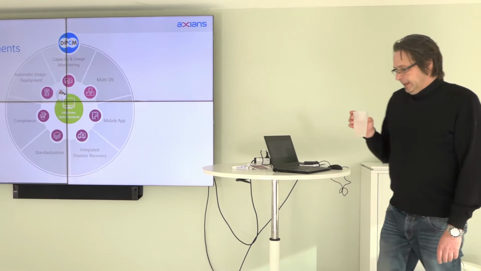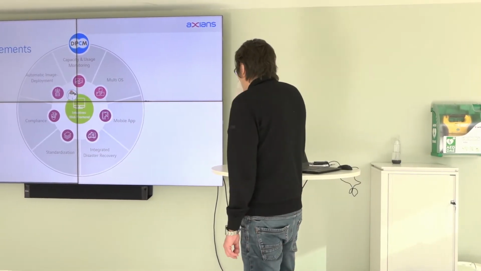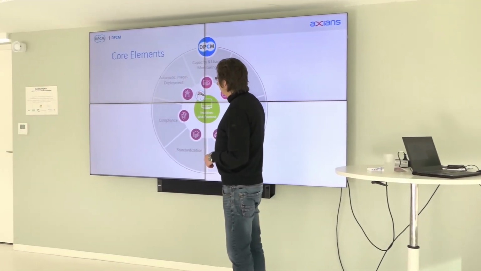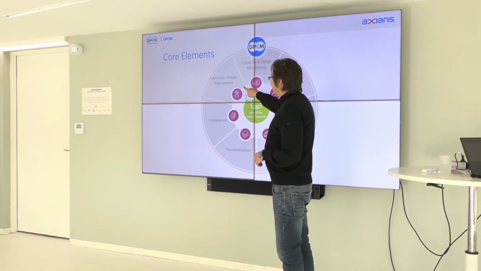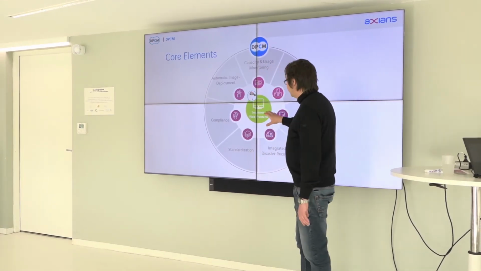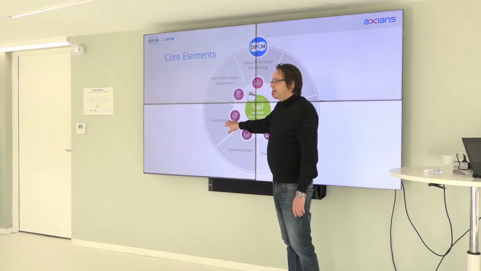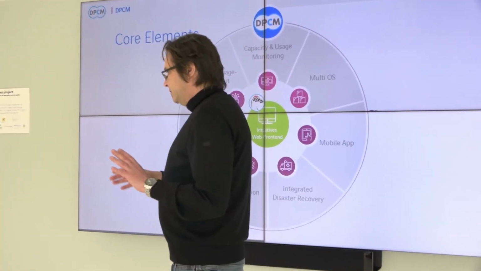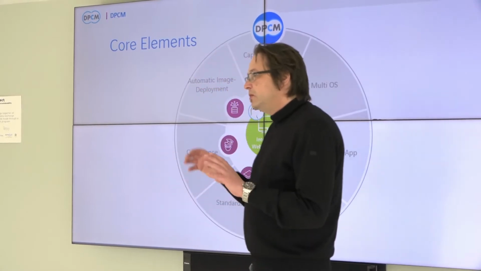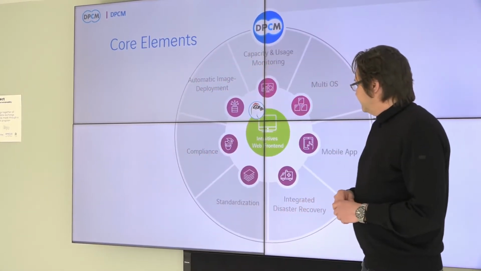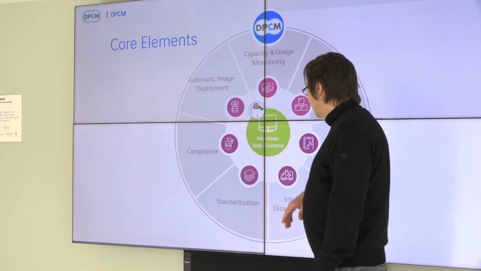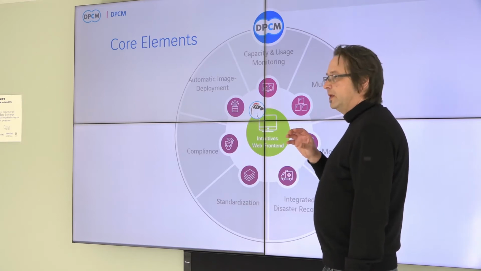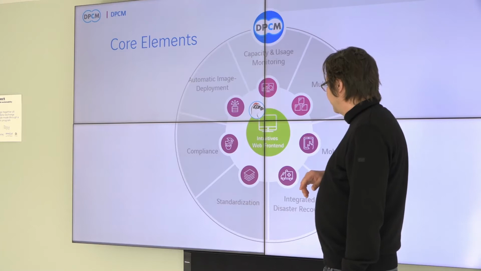Talking about the core elements we have in DPCM, we have capacity and usage monitoring. We have automatic image deployment, which means installing and updating. We take care of compliance issues. In the HMC, it's very complicated to define groups and define persons which can do what. Then we have a syslog and issues like that. For compliance, the automatic updating of systems with new technology levels is also important.